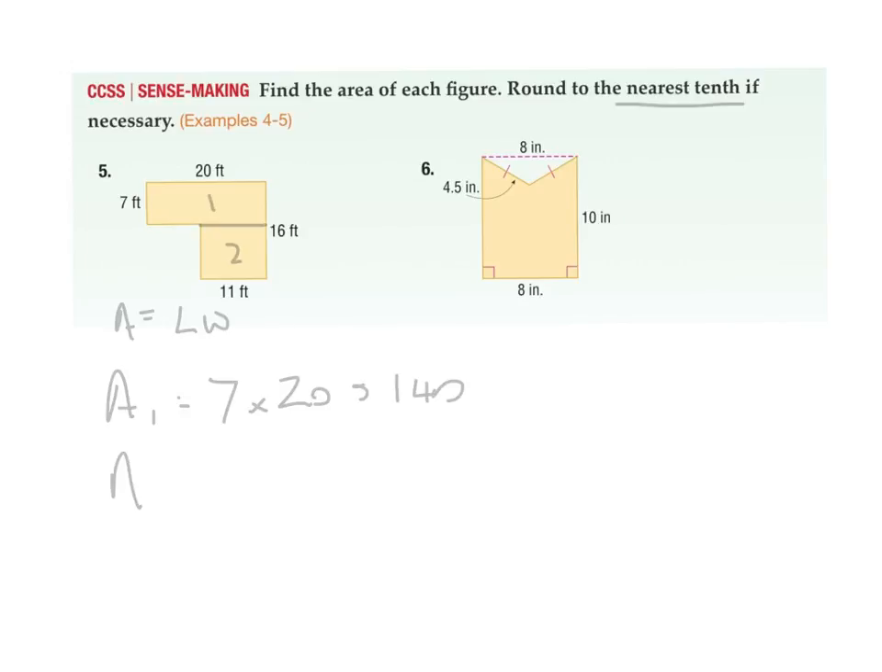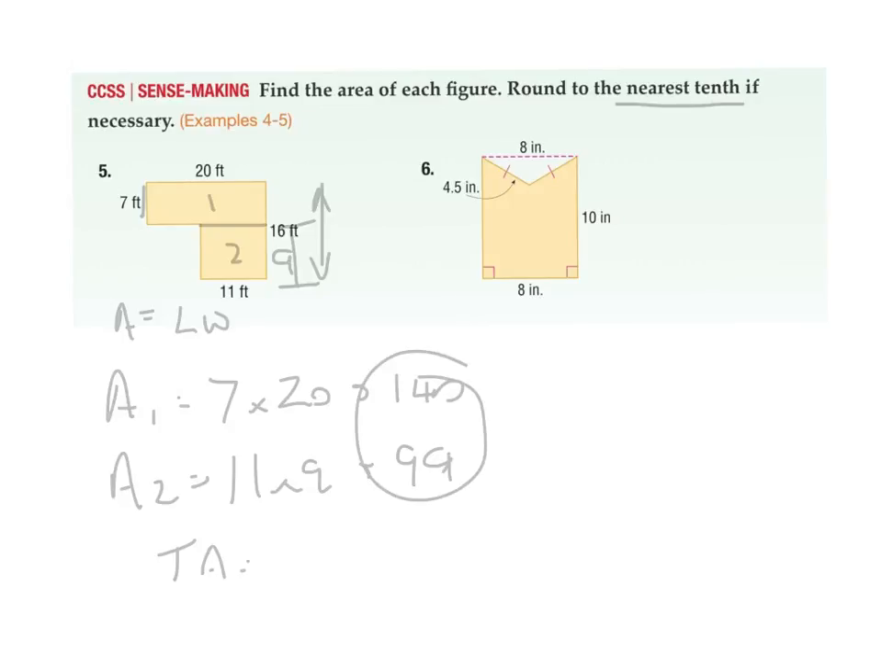And area 2 is equal to, now you've got to work this one out. So you've got your 11, which is there, but your length is 16. Well, you've already used that 7. So this guy here from here to here must purely and simply be 9. So that's 11 times 9, which will give you 99. And then I put total area is these two guys added together. Okay. So that's 239, and it's feet squared.